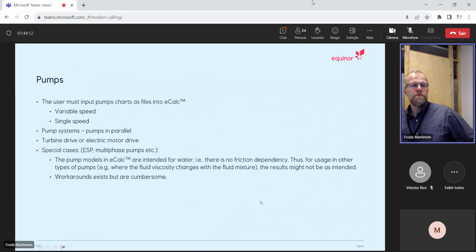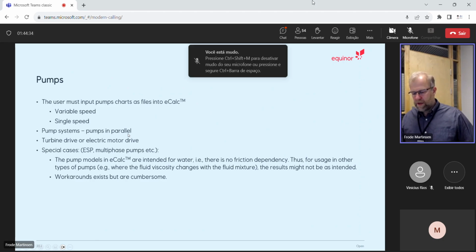Pumps. You must put in the pump chart as files into eCalc. You can have variable speed or single speed pumps. Single speed pumps, a single speed like the chart has shown you, are more common. And pump systems, what are they? They are pumps in parallel.